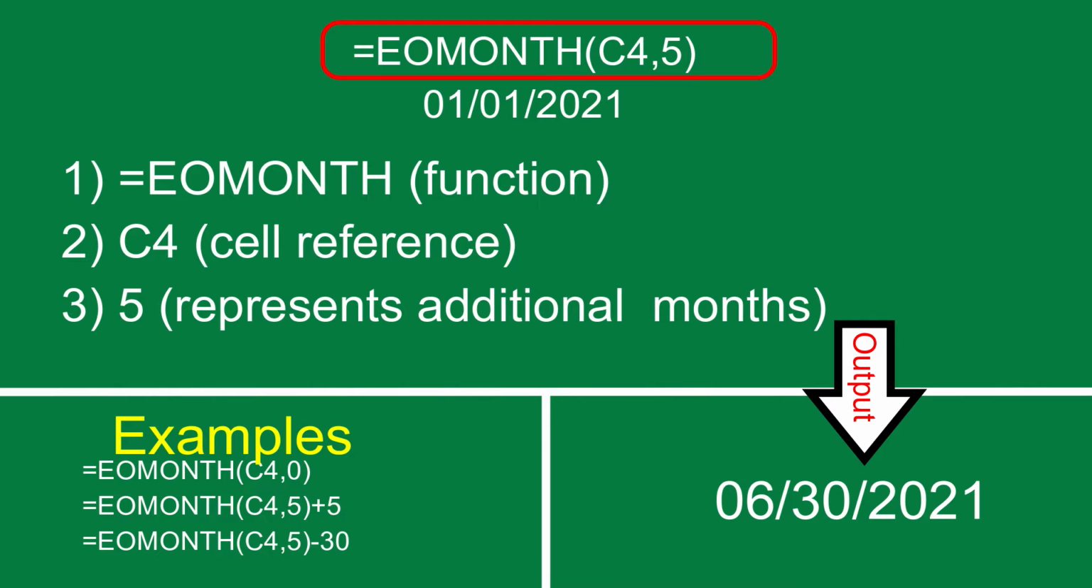Other examples are also provided. So the first example will return the end of the month with no additional months added. The second example will return the end of the month plus an additional 5 months plus an additional 5 days. The third example will return the end of the month plus an additional 5 months minus 30 days. So let's go ahead and dive into this lesson so we can further clarify.